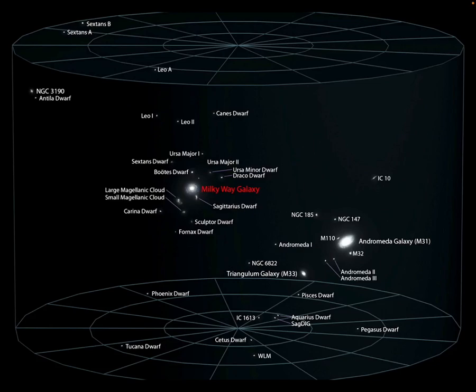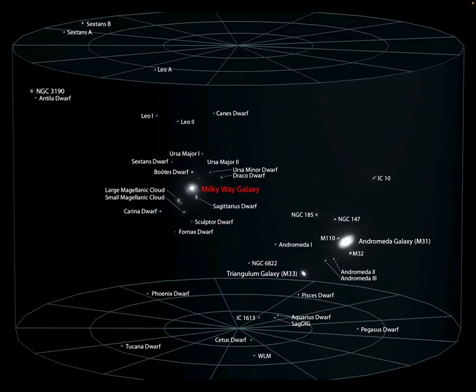If we look at our immediate neighbor in a sort of 3D map, there's the Milky Way and a few small satellite galaxies. We're surrounded by a few dozen. That's probably out of date. I think it's more likely to be a few hundred satellite galaxies around the Milky Way. This is our immediate neighborhood within a few million light years.